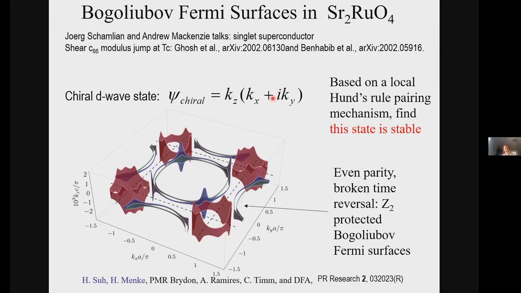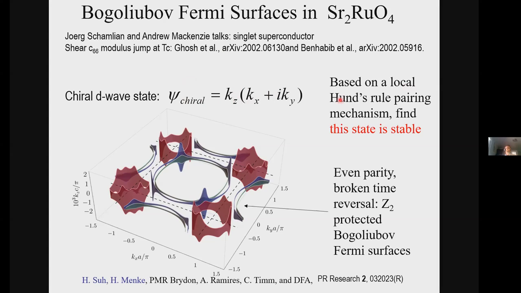I should point out there are other possible states that have been proposed. For example, a d + ig state has been argued to be relevant as well. The reason people did not discuss this state very much in the past was because it's not very easy to understand how you can get this in a quasi-two-dimensional material like strontium-ruthenate.